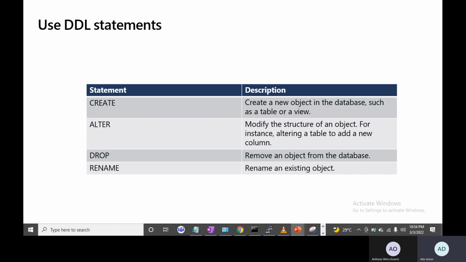So modify the structure of an object. Of course, you can modify the structure of your table, you can modify the structure of your view. For instance, altering the table to add a new column. You can also drop a table, that is, remove an object from the database. You can rename an existing object, in as much as the object is defined within the database. So it could be anything.